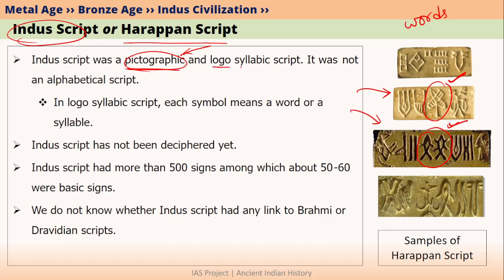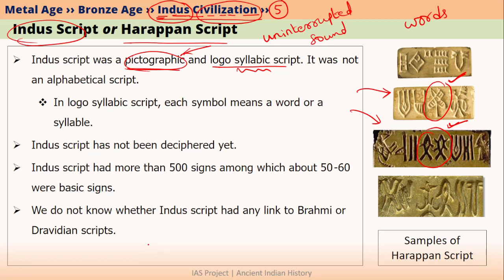Moreover, it was a logosyllabic script. Now, what is a syllable? Syllable is nothing but an uninterrupted sound. Let me explain with an example. If you look at the words Indus Civilization, first let's focus on Indus. The word Indus is made up of 2 uninterrupted sounds. They are nothing but in as well as dus. If we look at the word civilization, then the word civilization can be pronounced as civilization. Therefore, we can say that the word civilization is made up of 5 syllables.